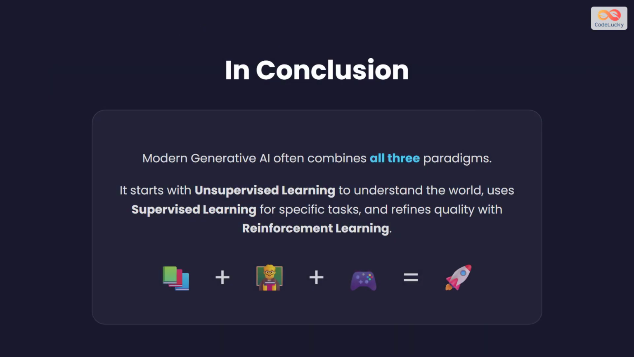To build a powerful generative AI like the ones we see today, we usually need all three. We use unsupervised learning to build the foundation of knowledge. We use supervised learning to tune it for specific tasks. And we use reinforcement learning to polish it and ensure it aligns with human values. Understanding these three types gives you the key to understanding how modern AI works.